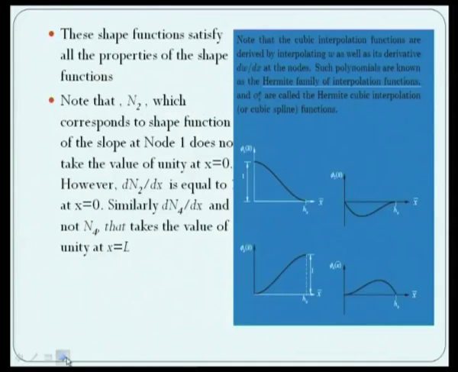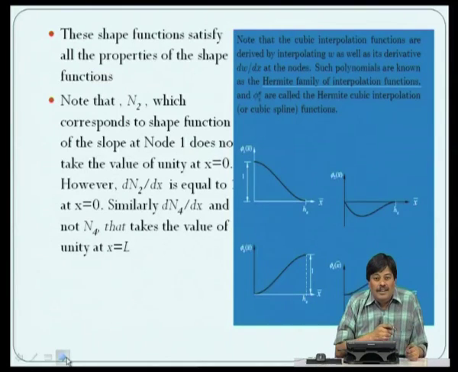So, that is precisely what I have written here. These shape functions essentially satisfy the properties of the function, and I have specifically said that N2, which corresponds to the shape function of the slope at node 1, does not take a value of unity at x equal to 0, even though it is evaluated at that node. Only dN2 by dx is equal to 0.